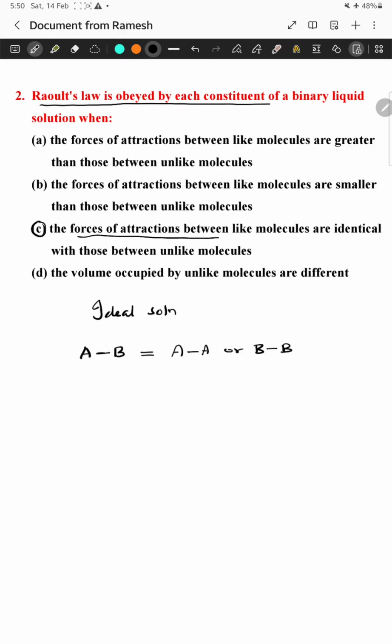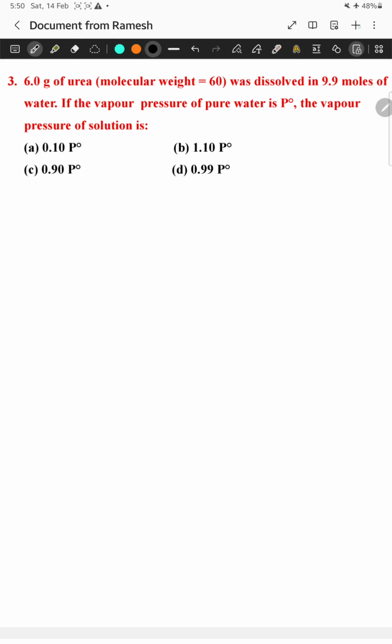The force of attraction between like molecules, that is AA or BB, are identical with those between unlike molecules. Unlike molecules means A and B, that is AB force of attraction. So like molecules means either AA or what? BB. So therefore, second question, third option is the correct answer.